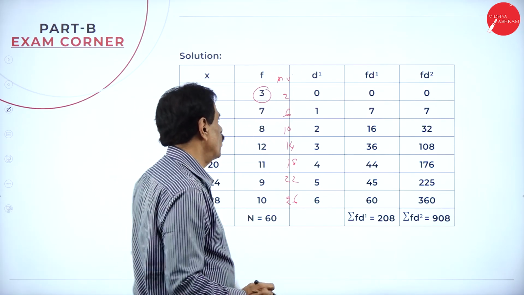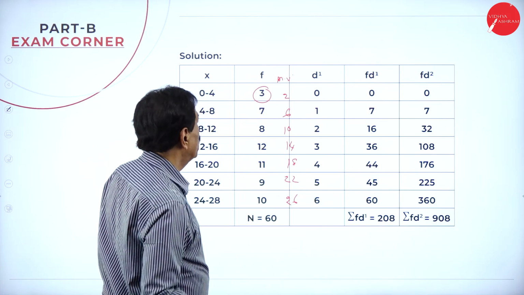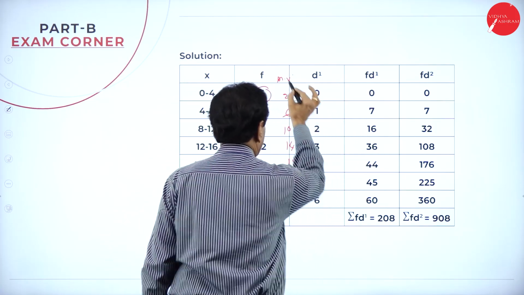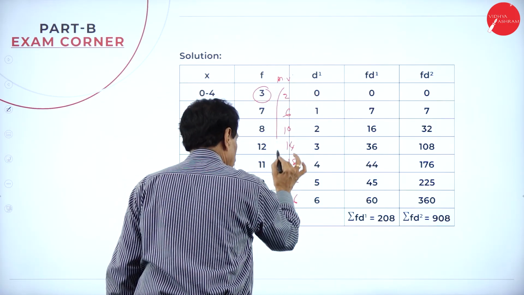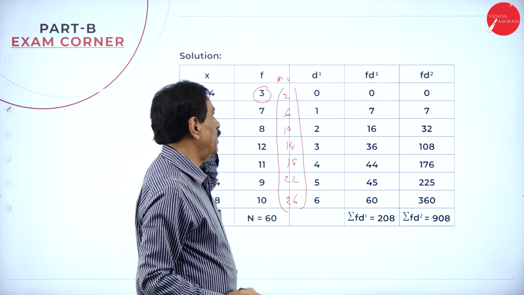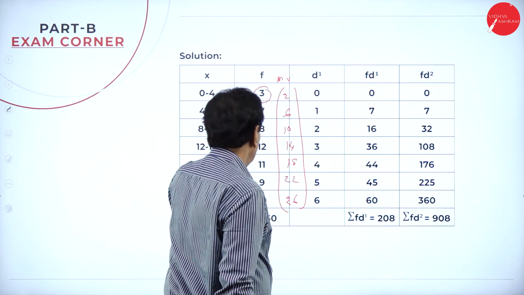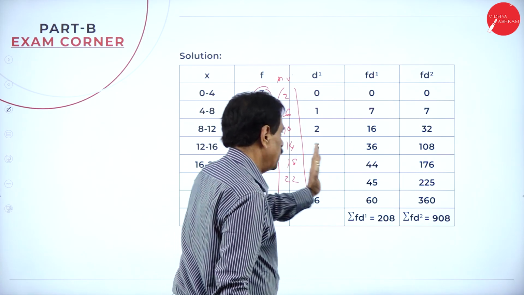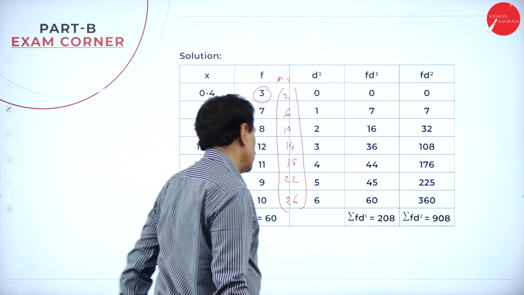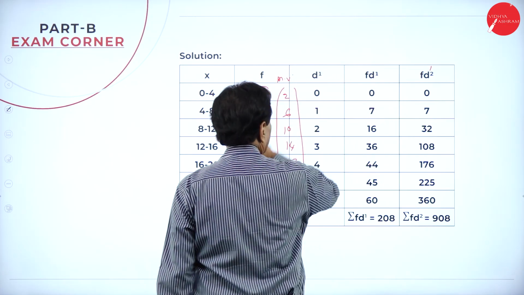Now take 2 as 0, then 1, 2, 3, 4, 5. I took the mid value here. So f d dash: 3 into 0 is 0, 7 ones are 7, 8 twos are 16, 12 threes are 36, 11 fours are 44, 9 fives are 45, 10 sixes are 60. Then f d dash square, that is f d dash into d dash.